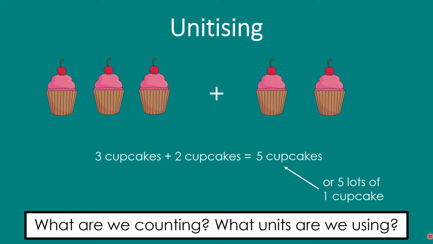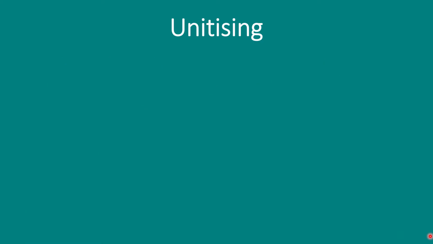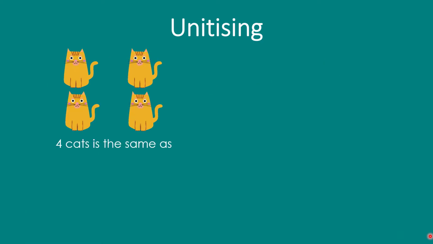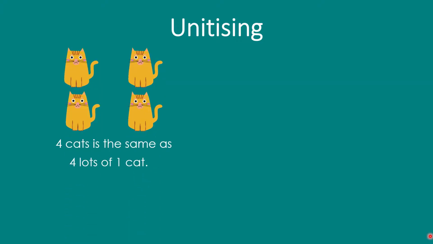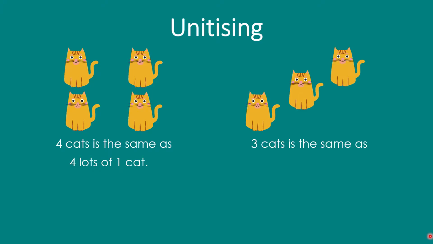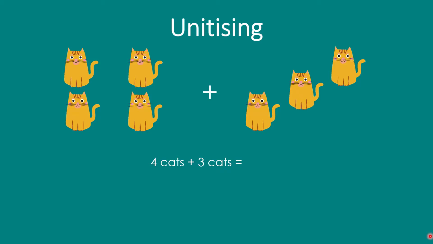Now, what are we counting? What are the units here? We're counting cupcakes. The units are cupcakes, aren't they? Next example. 4 cats is the same as, yes, you've guessed it, 4 lots of 1 cat. And 3 cats is the same as 3 lots of 1 cat. And if we're adding these, what would we say? We'd say 4 cats plus 3 cats is equal to 7 cats, or 7 lots of 1 cat.